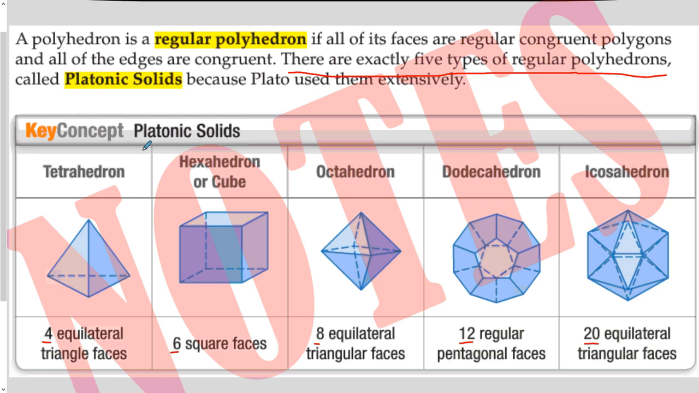They're called platonic solids because the great philosopher and mathematician Plato used and wrote about these shapes quite a bit, which means he figured out thousands of years ago that these were the only regular polyhedra. Pause this if you're not done copying these down, otherwise I'm going to keep moving.